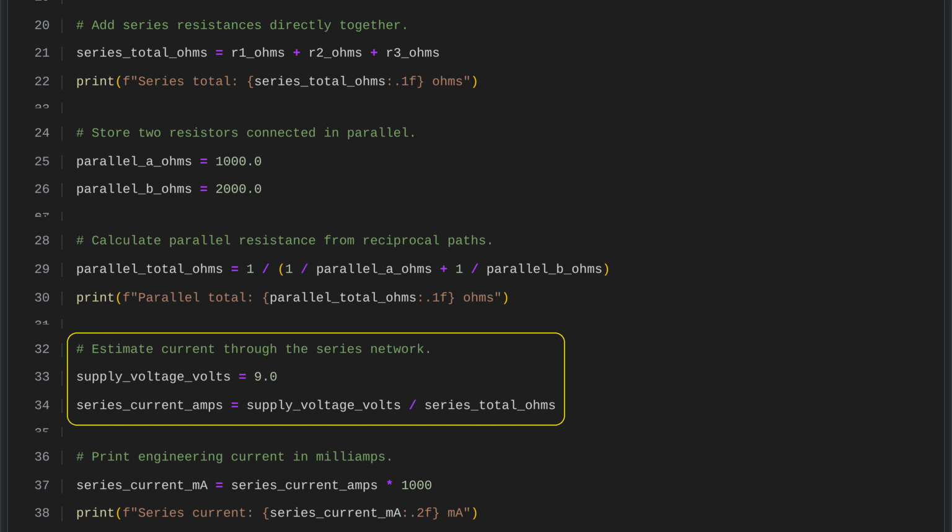Set the supply voltage to 9 volts across the series resistor network. Then find the circuit current by dividing this voltage by the previously calculated total series resistance, giving the current in amperes through the entire series circuit.